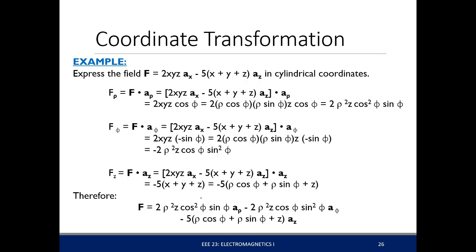So, as an example, you have a field F defined by this equation right here, and you want it to be in cylindrical coordinates. First, you project it to each of the unit vectors of the cylindrical coordinates. So just dot that, then distribute. A_x dot A_rho is cosine phi, A_z dot A_rho is 0, so you're left with this. And x, y, z you need to change with rho, phi, and z. By definition, x is rho cosine phi, y is rho sine phi.